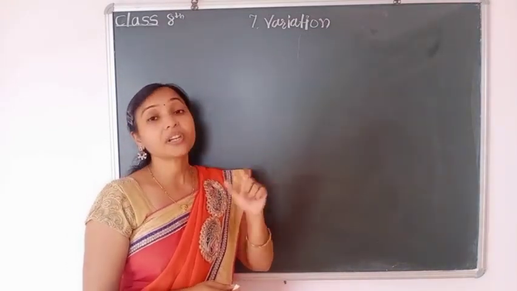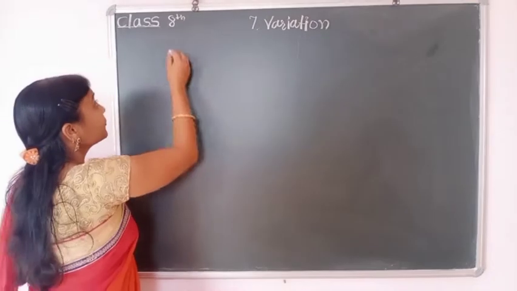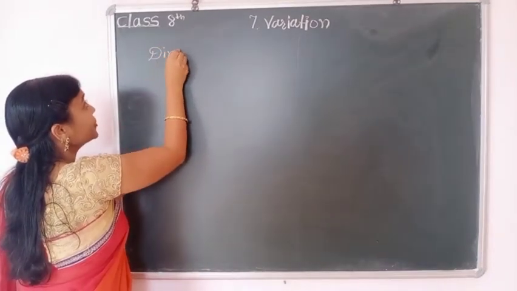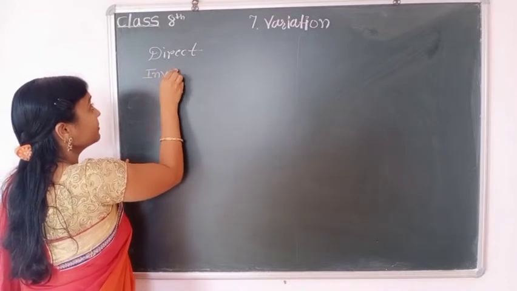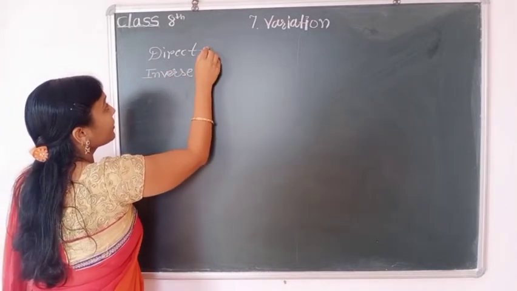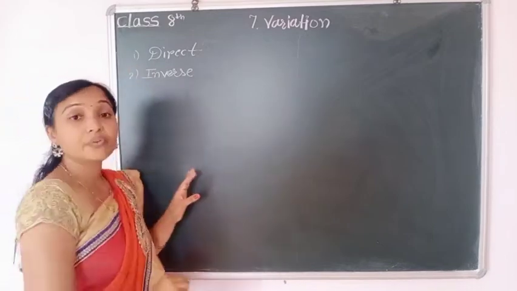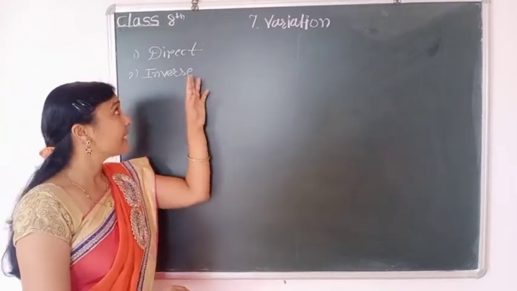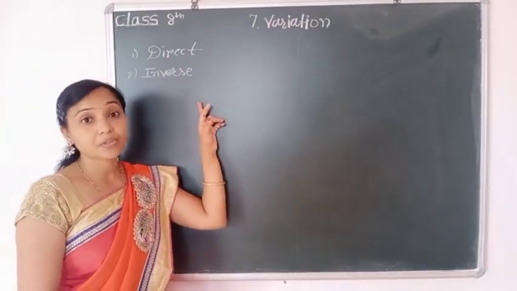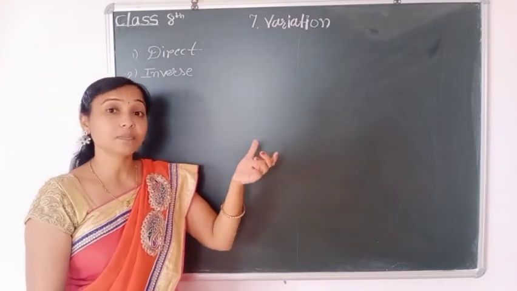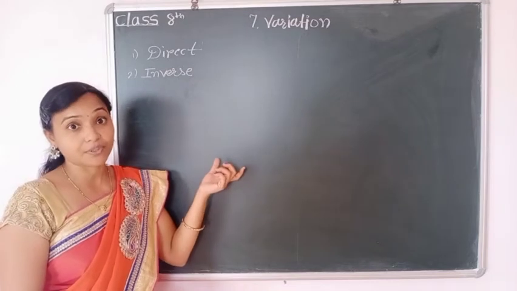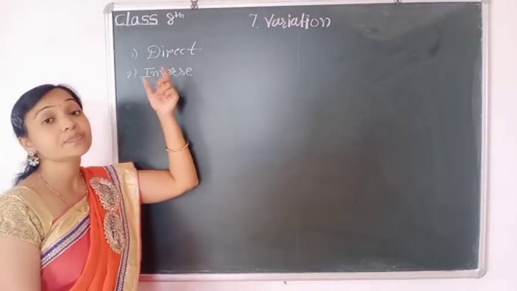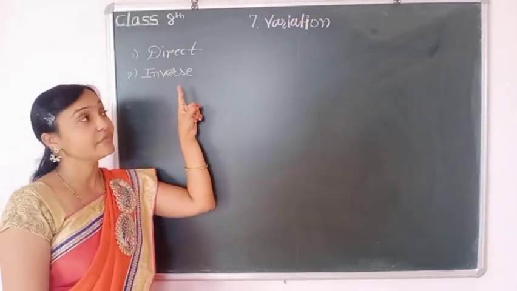Variation has two types. First is direct variation and another is inverse variation. These are the two types of variation. If we understand direct and inverse variation, also called proportion, then we can solve any example in this chapter. So first we understand the difference between direct and inverse variation.